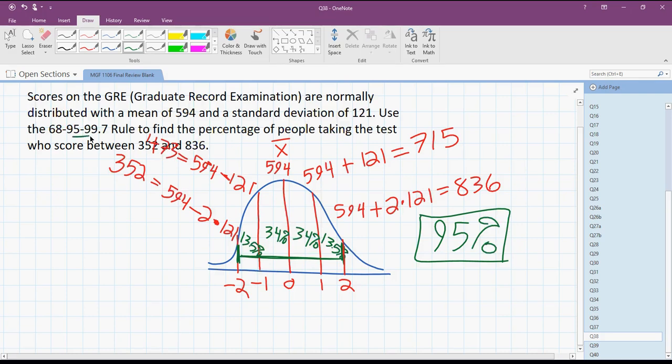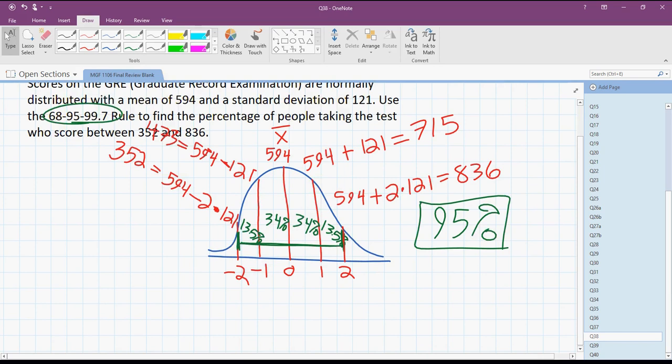Or again, we're using this rule. The 68, 95, 99.7. When you're 1 standard deviation below and above, you're 68. When you're 2 standard deviations below and above, you're 95. Any questions on that one? It's just like the previous 2 problems, except they didn't give you the picture this time.